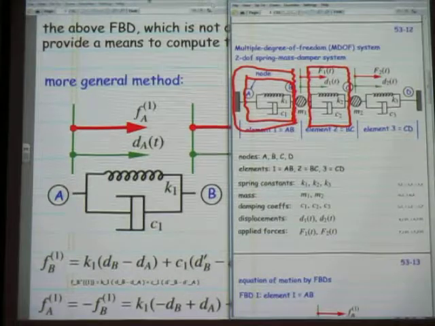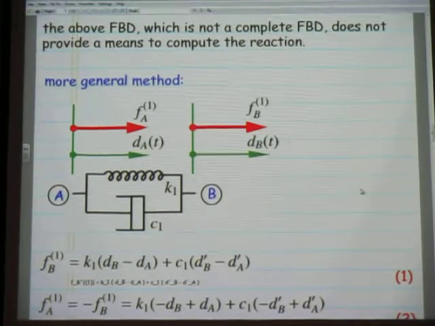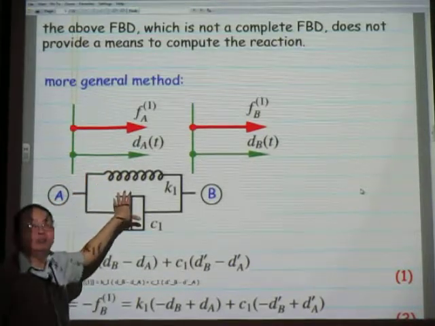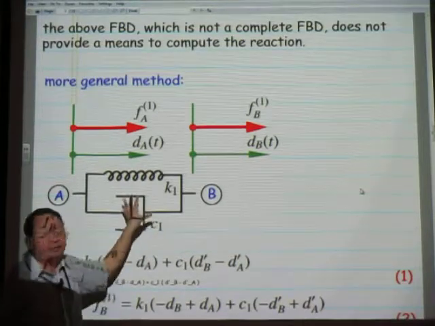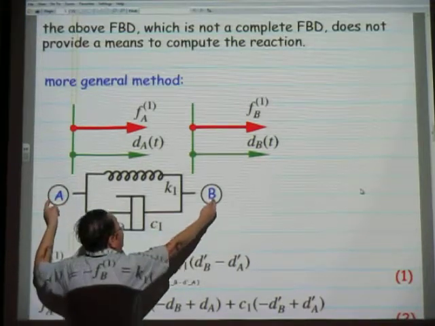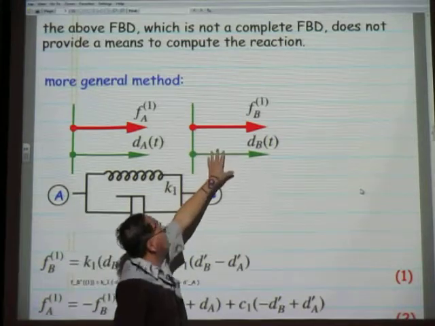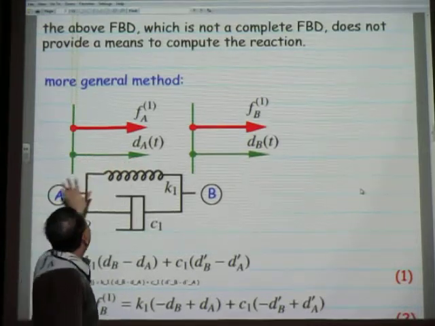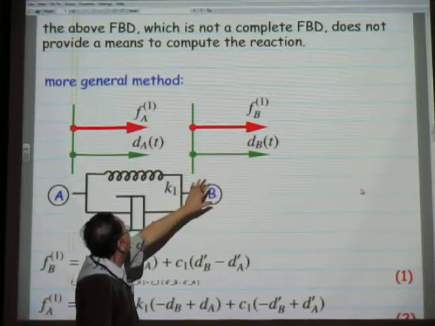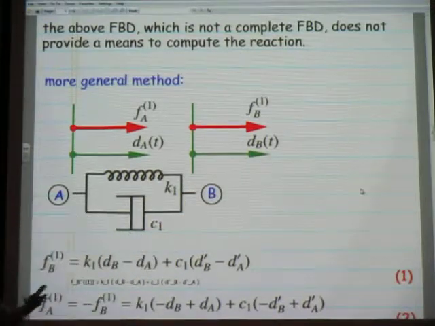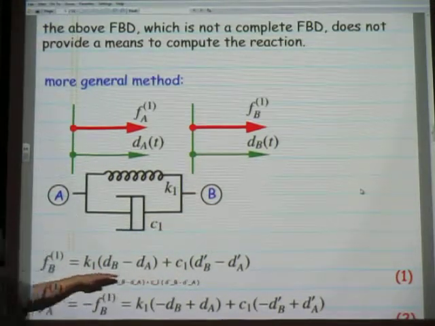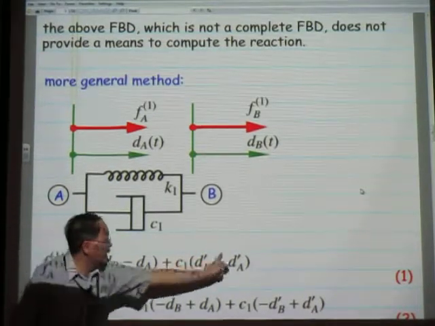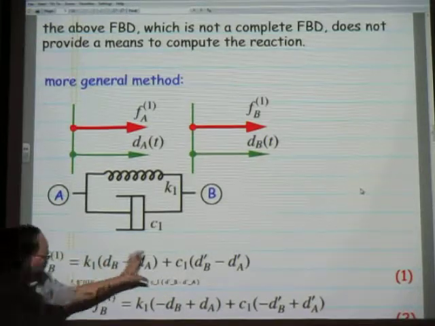And so this is the picture where you would replace at the cut at point A by Fa belonging to element 1. You see K1 and C1, that's element 1, and also the nodes are A and B. And at the cut at B, the same thing as before: Fb belonging to element 1. And the displacements now, you have dA and dB, both functions of time in general. And then this is the general expression which I mentioned before. Before you apply the boundary condition to cancel out dA and dA prime, it should look like this.